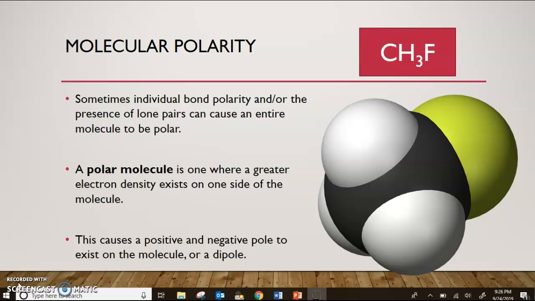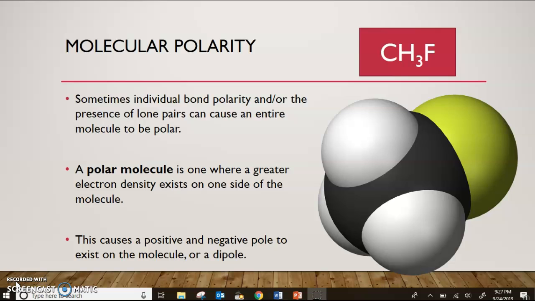So there are times that you can look at an individual bond's polarity or the presence of a lone pair, which can cause an entire molecule to be polar instead of just a polar bond. Within a polar molecule, there will be one side of the entire molecule where the electron density is such that it will create a slight negative and a slight positive on one side of the molecule or another, and that's what we consider a dipole. You can think of the term dipole, di meaning two, and then poles like magnetic poles.